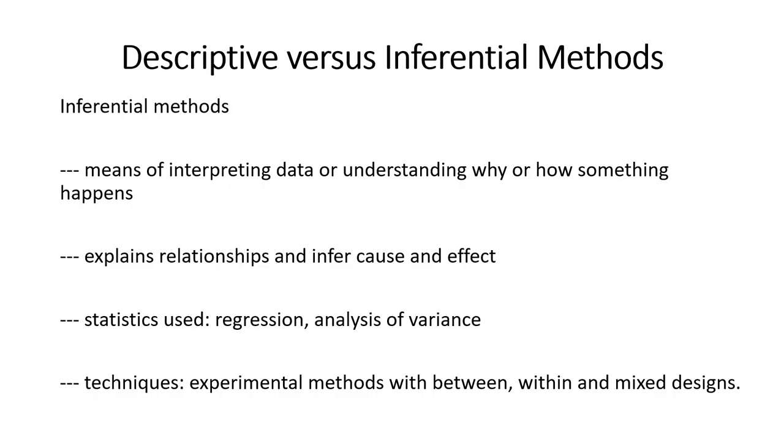The techniques that we use in inferential methods is using the experimental method. In the experimental method, we create an experimental group and a control group. An experimental group is where the manipulation of variables will happen, and the control group is where there is no manipulation of variable. And the kind of design that we can use is a within subject design, a between subject design, and a mixed design.